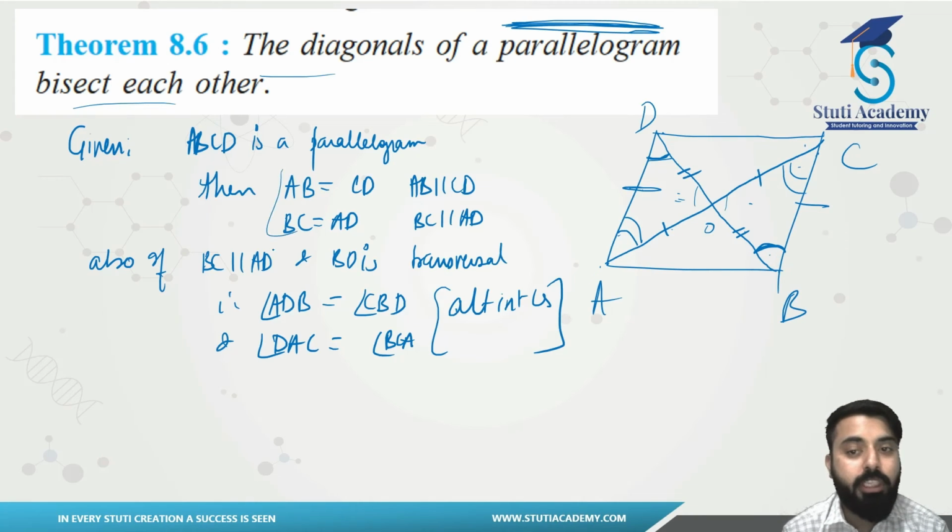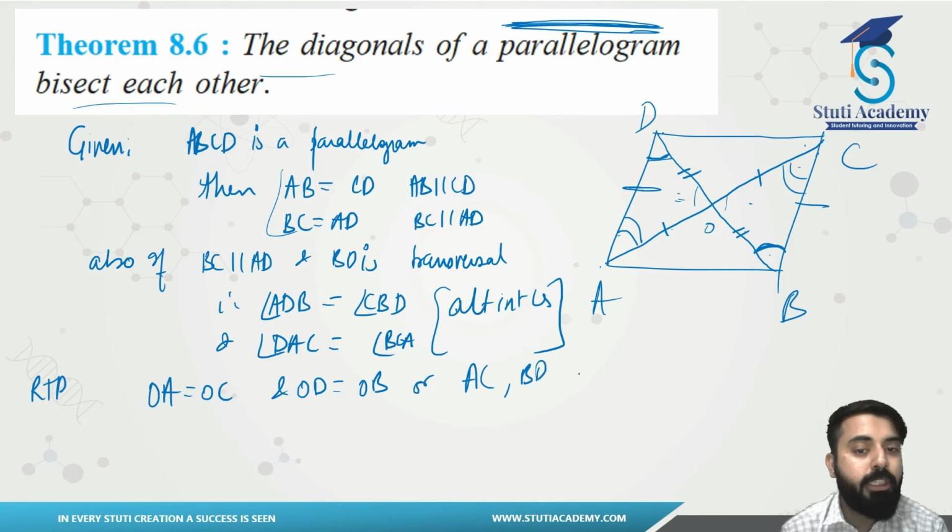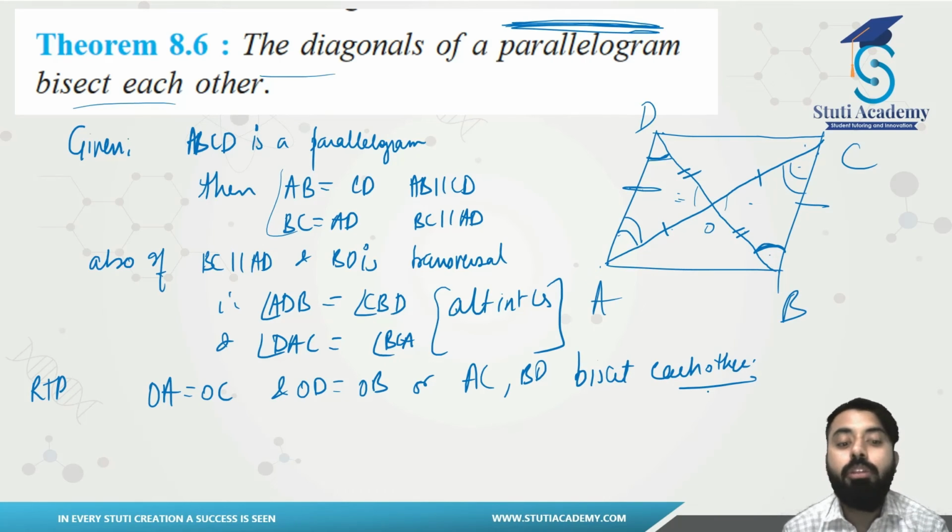Also, I already have everything here. So what is required to prove is OA is equal to OC and OD is equal to OB, or you can say AC and BD bisect each other. That is the main thing to be noted here. So now the solution is quite easy. You can say the proof is quite easy.